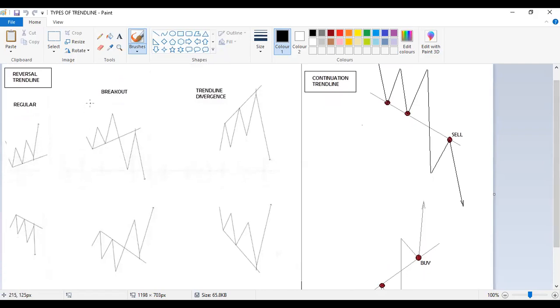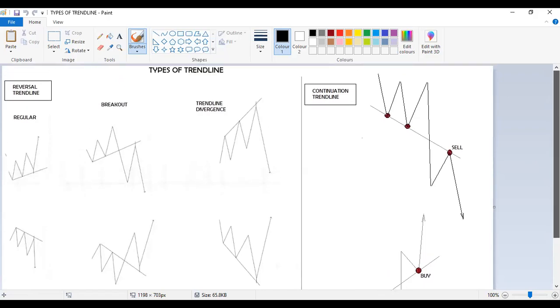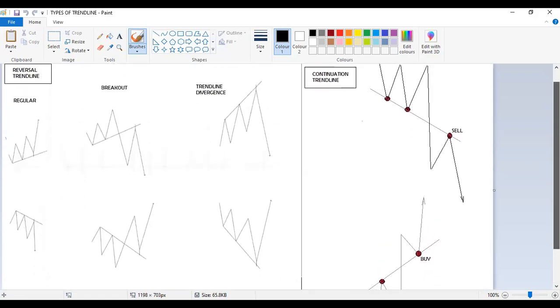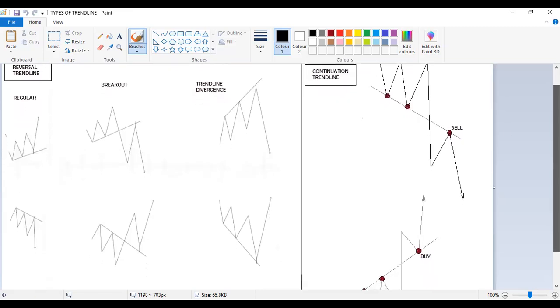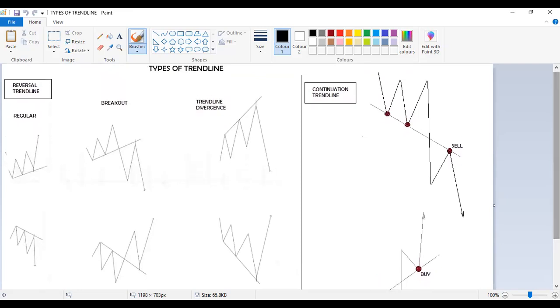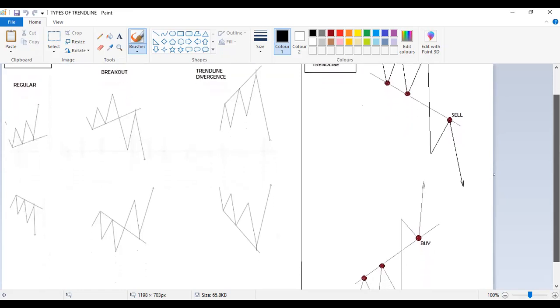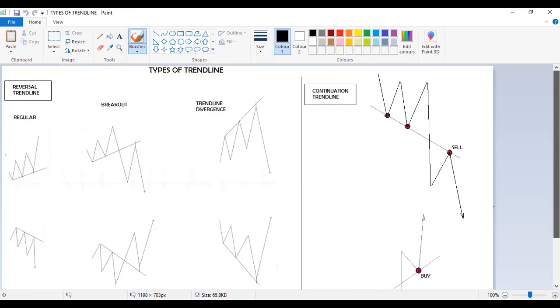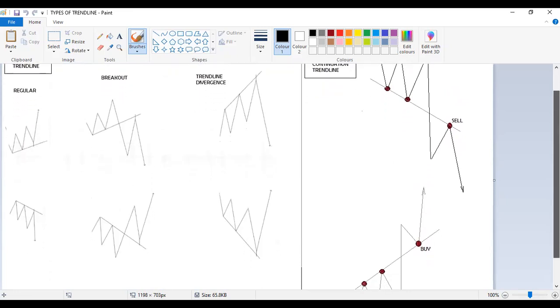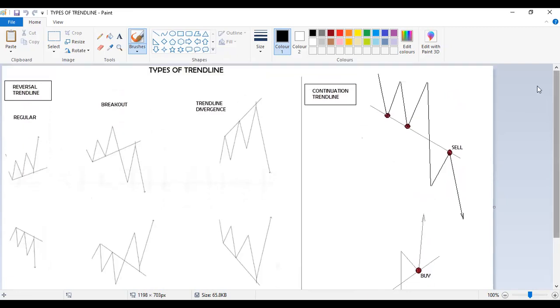We have the regular, we have the breakout trend line. Then we have the trend line divergence, which we are going to talk about today. Then this is the continuation trend line. Then we can have something like this too in other continuation patterns. We see the continuation trend line and the reversal trend line. So master this, open up your chart and see this playing out in your chart. Those are the types of trend line we're going to talk about today.